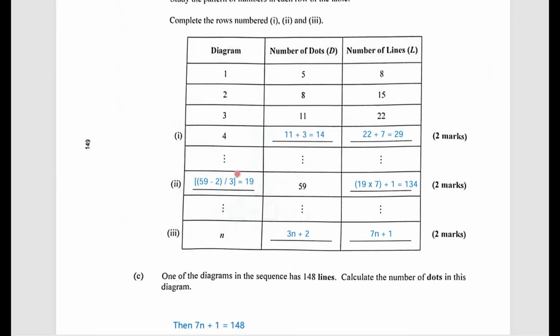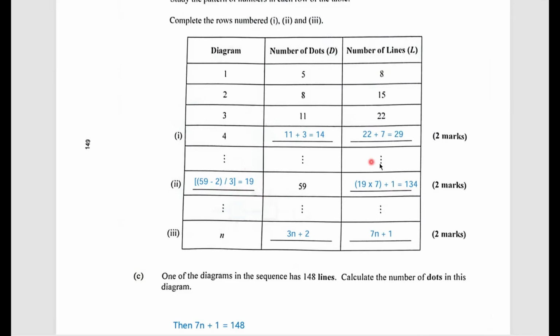But if you want to go backwards, you have to do the reverse. So instead of multiplying by 3 and adding 2, you have to subtract 2 and then divide by 3 last. I'm saying again, you're multiplying by 3 and then adding 2 to get your number of dots. So if you're going backwards, you have to do the opposite and the reverse operation order as well. You subtract 2 first and then divide by 3. So it's 59 minus 2 is 57. 57 divided by 3, you get 19.